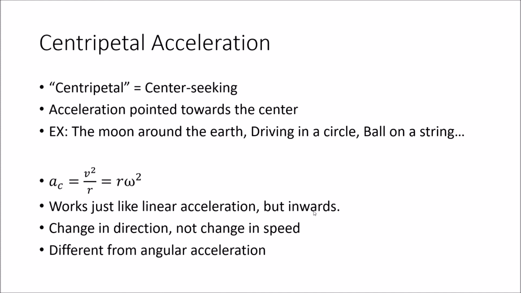In fact, it has the same units. Centripetal acceleration has the same units as acceleration in x or acceleration in y. Centripetal acceleration is measured in meters per second squared. It's not a theta thing. It's not a radians thing. Centripetal acceleration is meters per second squared. This is measuring not its change in speed, but its change in direction. A greater centripetal acceleration means that you're changing direction faster, not speed.